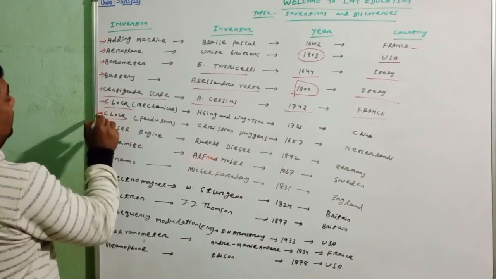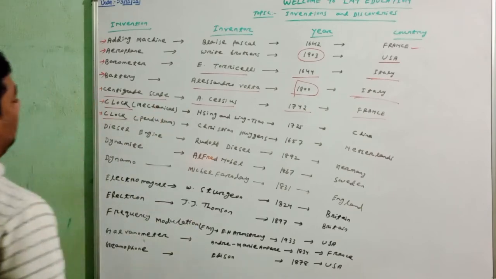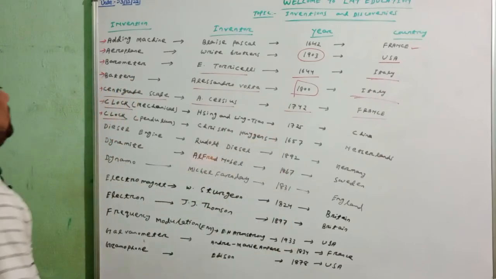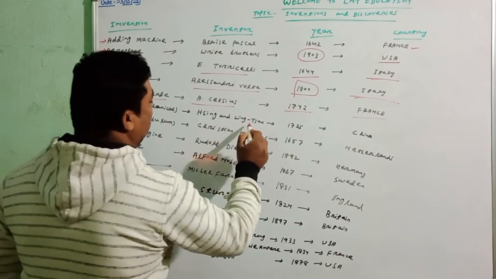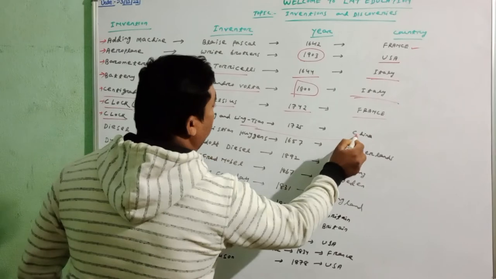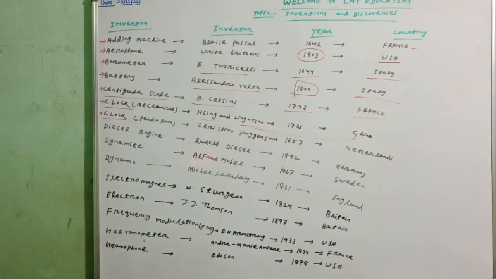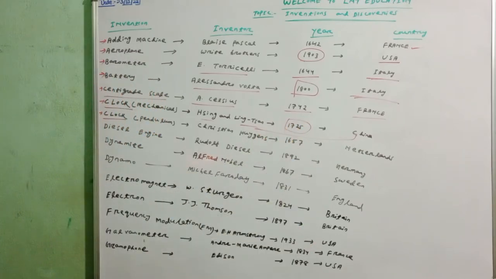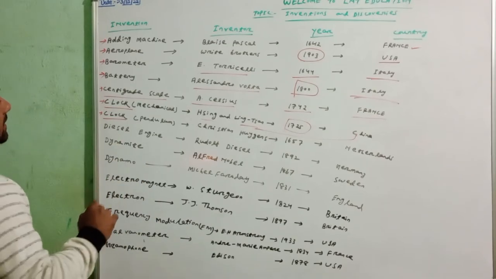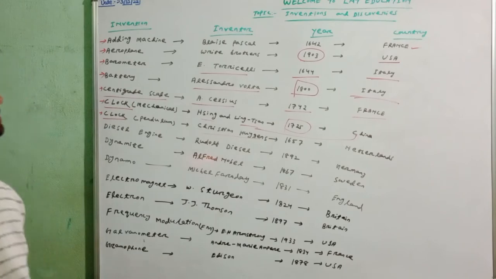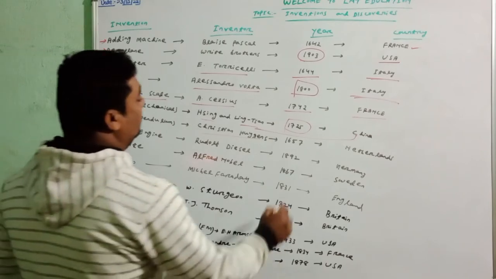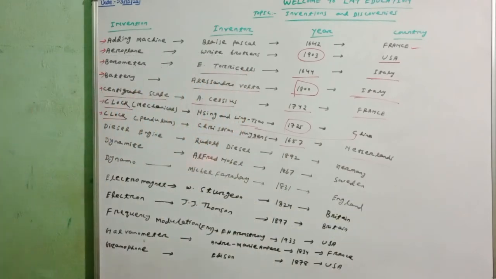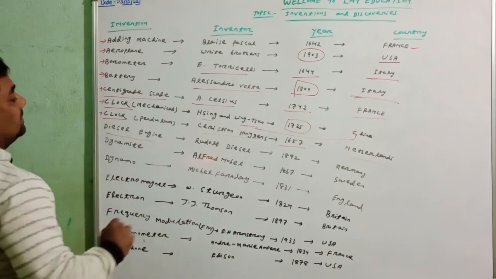Okay, then look, clock. Two types of clock are written here. The first one is the mechanical clock. The inventors are Huizing and Lingshan. From the names one can guess that these two scientists belong to China. The mechanical clock was invented in the year 1725. If you talk about the pendulum type clock, the inventor is Christian Huygens. It was invented in the year 1657, and Christian Huygens belongs to the Netherlands.